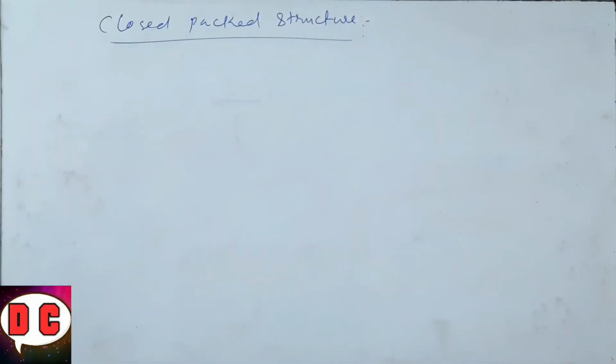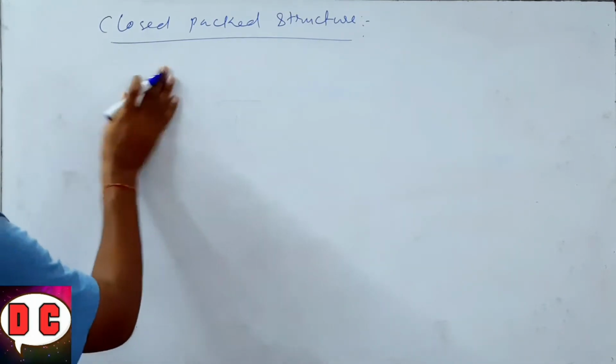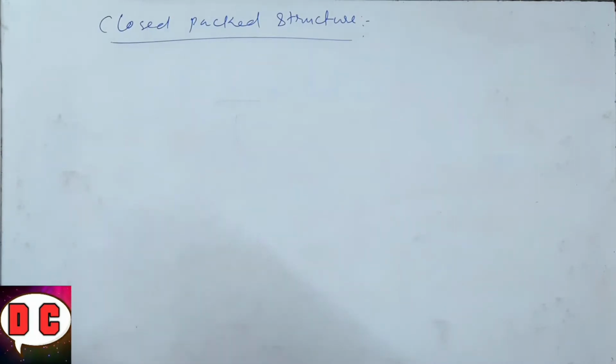Okay, close packing structure is done. So now we are going to study how many tetrahedral and octahedral voids are there.